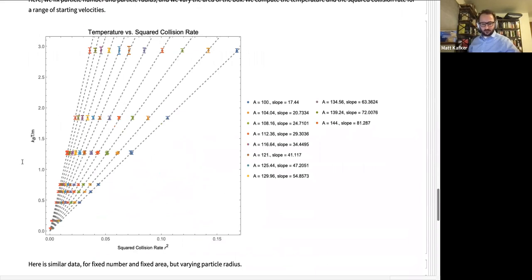Now, what we do is we plot the temperature on one axis and the squared collision rate on the other axis. Now, this is confining our attention to one of these lines. And then the different lines are, let's vary some sort of hyperparameter. Let's vary in this case the area of the box. So that's going to change the average density of this box. And then we do the same thing. We start with some slow speeds, and then we increase the initial speeds. So each of these data points along these horizontal lines is a full simulation with like 100,000 time steps or something.